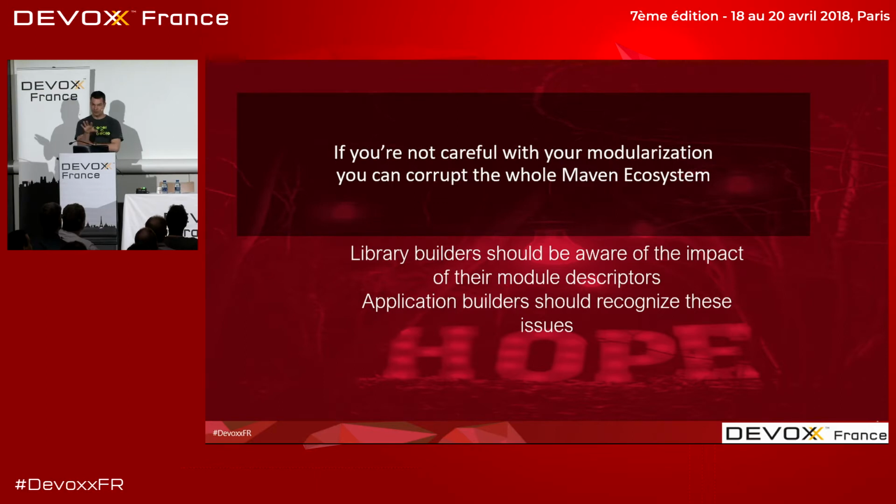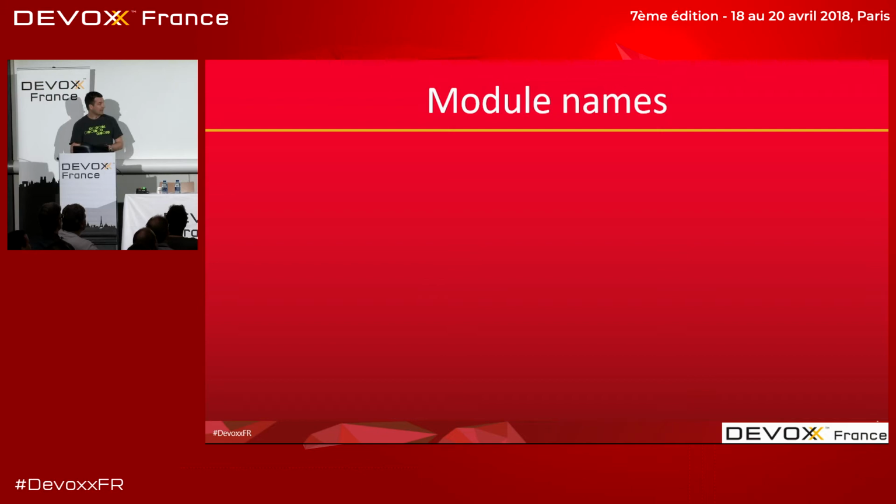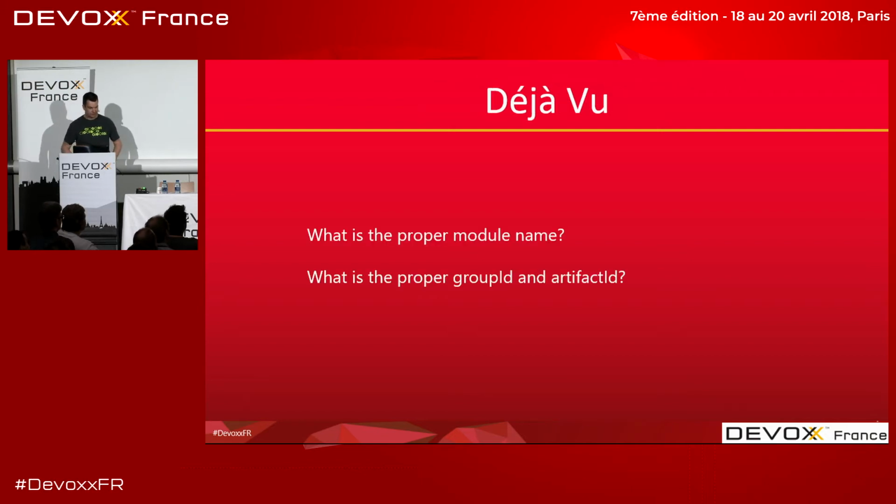I assume that most of you are application builders, so you should recognize these kinds of issues, but especially the library builders should be aware of the impact when they add module descriptors to their jar files. And in the end, the whole discussion is about module names. So what is a proper module name? And it reminds me, what was a good group ID and artifact ID?